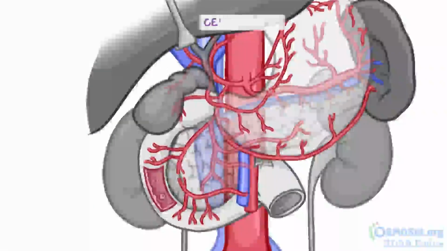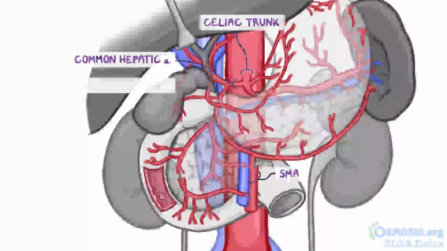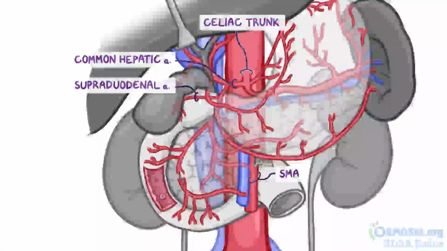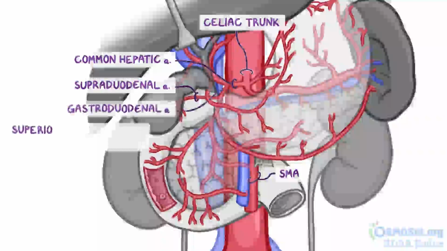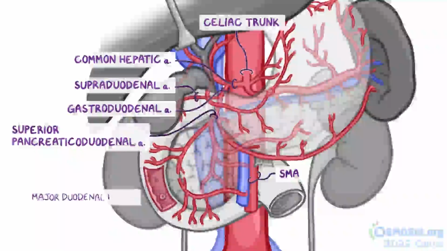Now, the duodenum mainly gets arterial blood from the celiac trunk and the SMA. The celiac trunk gives off the common hepatic artery, which also gives rise to the supraduodenal artery supplying portions of the first and second duodenal parts, and the gastroduodenal artery, which has a branch called the superior pancreaticoduodenal artery that supplies the first two parts of the duodenum up until the major duodenal papilla.